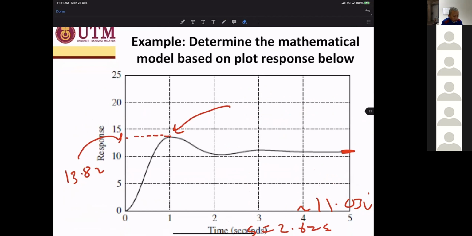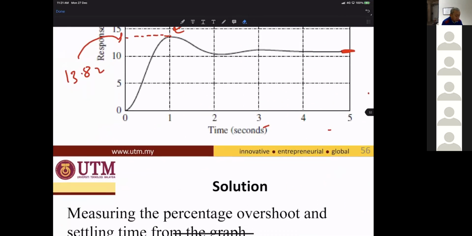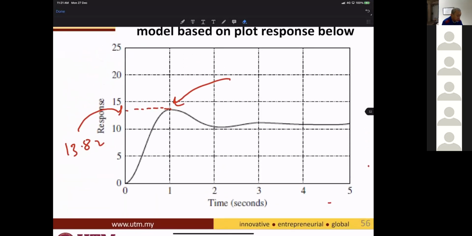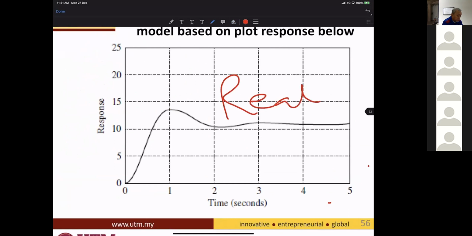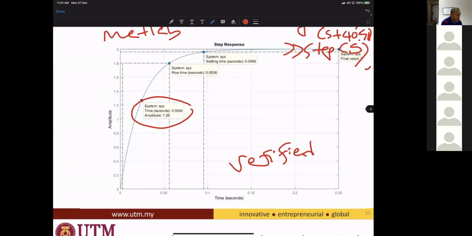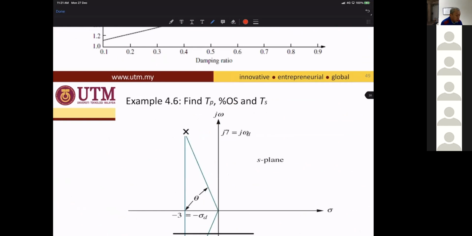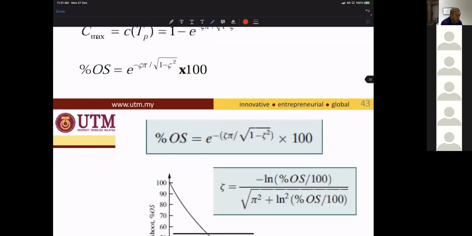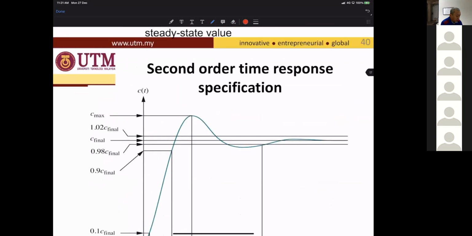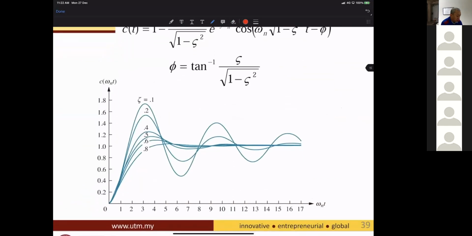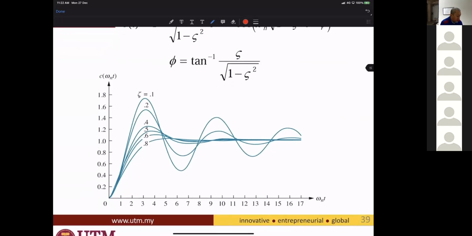Excuse me, Prof. If we have the ripple, we can find the zeta because we have the C max and C final. So what if the graph is second order and doesn't have the ripple? It just looks like a first order exponential graph, but it is second order. So you have to observe the second order categories. This one.